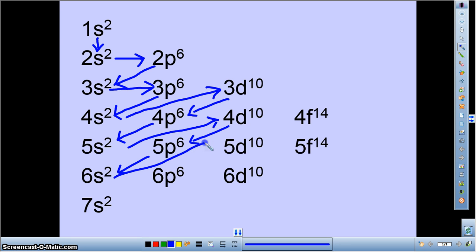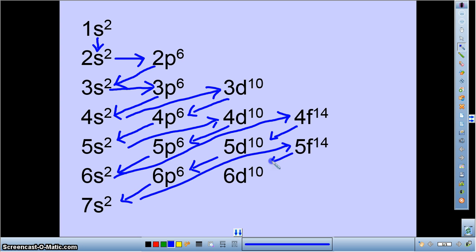From the 6s, and all we're doing is accounting for electrons. Back up to the 4f14. From 4f to 5d, 5d to 6p, 6p to 7s. 7s is going to go to the 5f and down to the 6d, and that's where we'll stop. So you just have to follow the arrows when looking at the electron configuration.